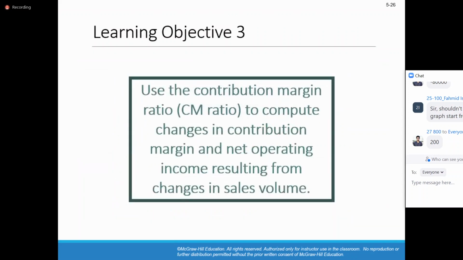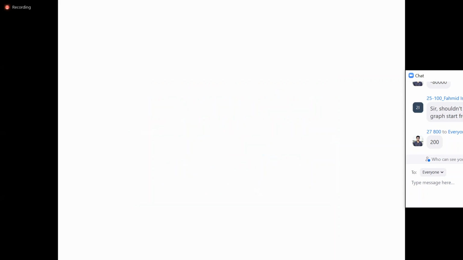Okay. The final learning objective for today's class is using the contribution margin to compute changes in contribution margin and the net operating income or profit for the reason of changes in the sales volume. So before looking at this learning objective, let me ask you a situation where, take it a blank slide.